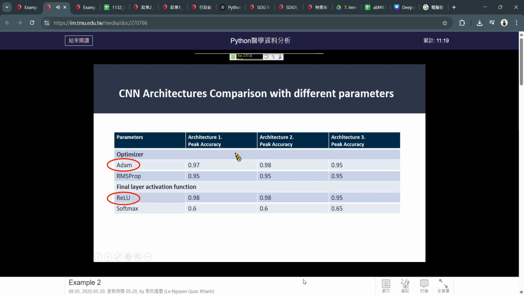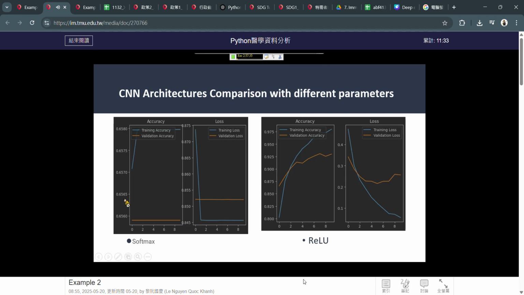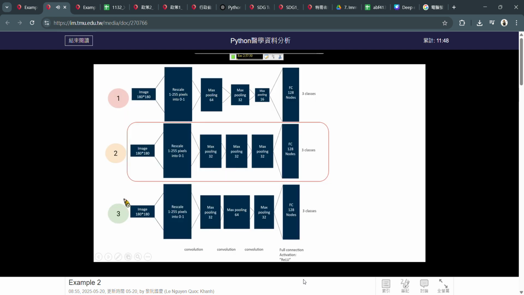What we also try to do, we compare different activation functions, and it looks like Adam is the best as an optimizer, and the final layer activation ReLU is much better than softmax. In fact, softmax reaches 60% accuracy very fast and then just stays steady there, while rectified linear unit just steadily grows until 98. So out of 3 architectures that we tried, we choose the second one as the most efficient.